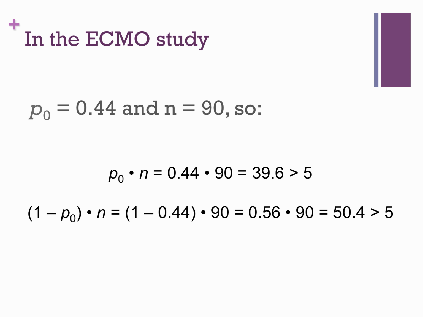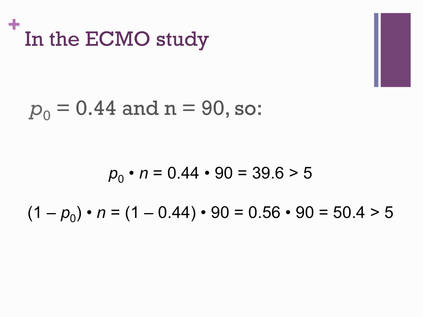In the ECMO study, remember our null proportion is 0.44, or a 44% survival rate from ARDS. We have 90 people in the ECMO study, and so to determine if P naught times N is greater than 5, we simply multiply 0.44 times 90, and we can see that we would expect to see, under the null hypothesis, 39.6 outcomes. And of course, you can't have 0.6 of a person. So we would expect to see 39 outcomes, and that is greater than 5. So half of our assumption has been met.